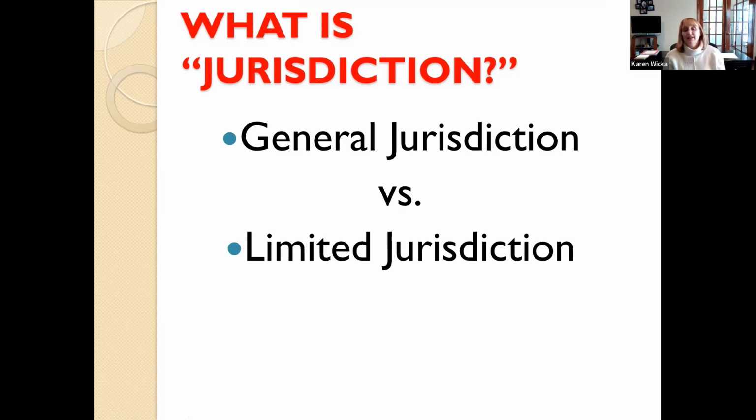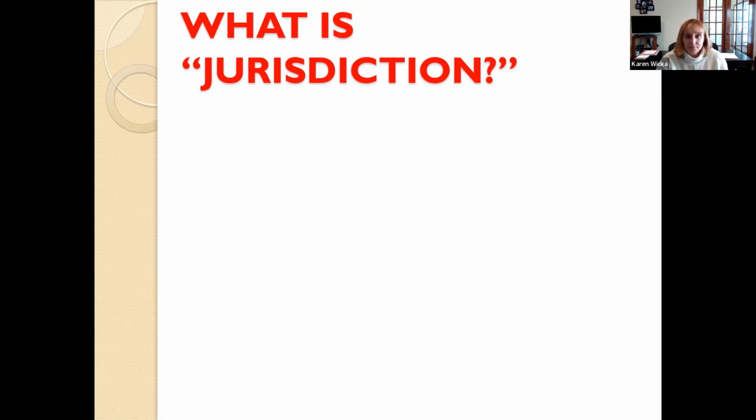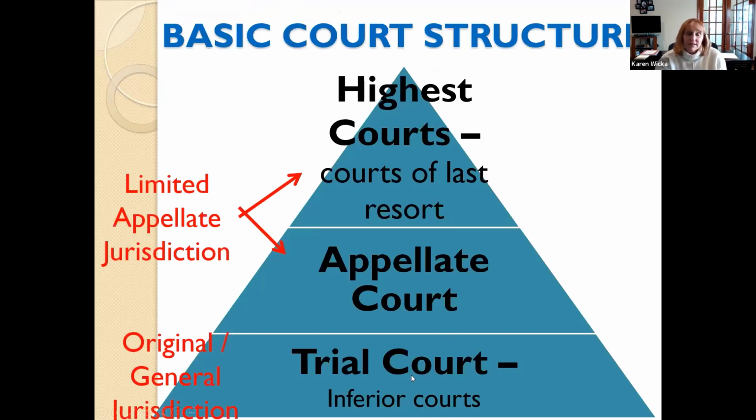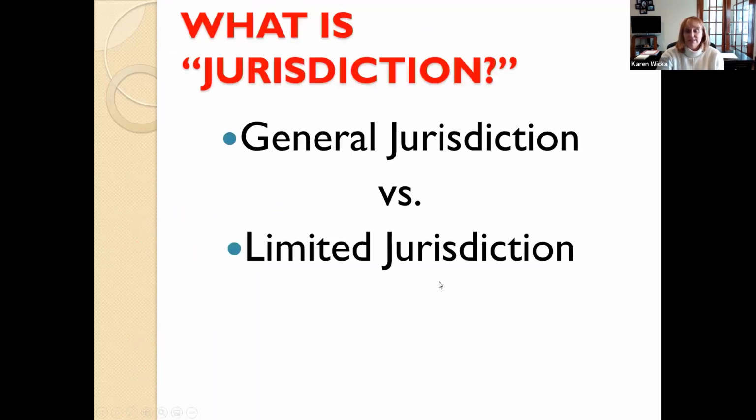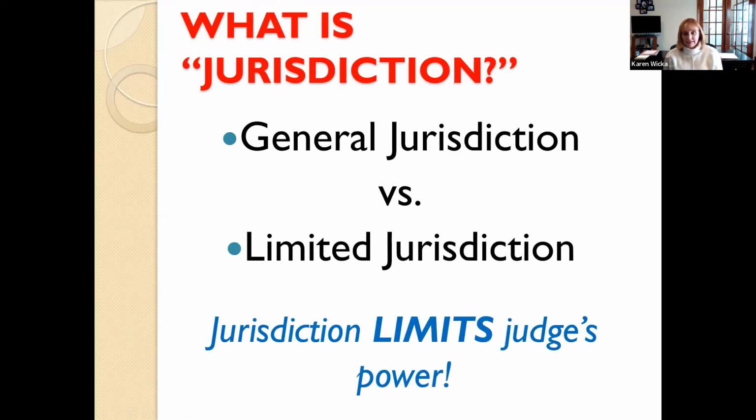And then you have what's called limited jurisdiction. Limited jurisdiction is when certain courts can only hear certain things. So when you think about what I just showed you in the previous slide, the trial court is the first court that has the jury trials. They are general jurisdiction. They can hear anything. But when you go to the higher courts, they can only hear cases that have been previously decided in the trial court. So the two higher courts are the courts of limited jurisdiction because they are limited to only hearing cases that have already been decided, okay?